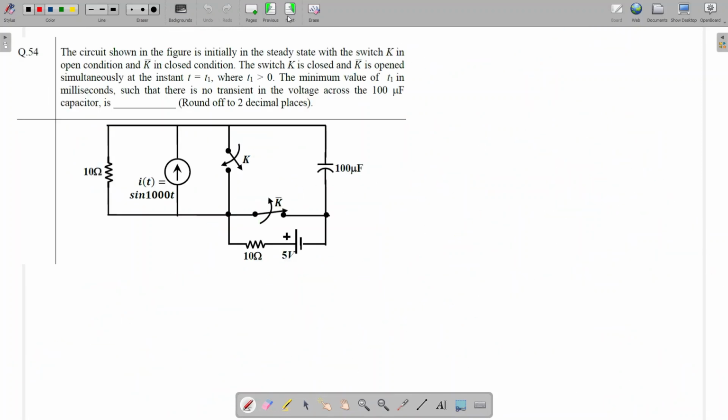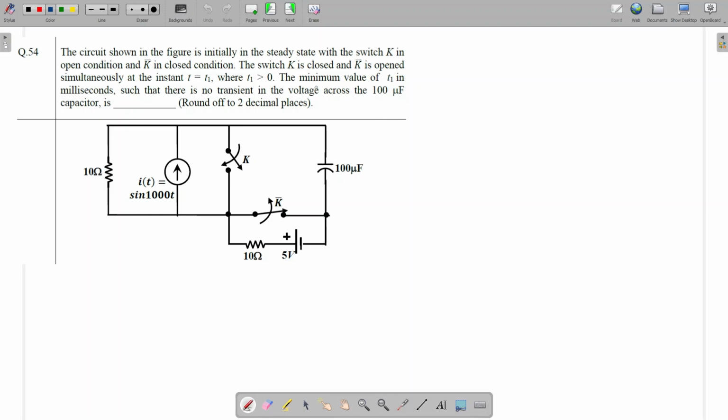See, this question was also asked in 2023 GATE Electrical Engineering. This is a combination of two parts: in one part the DC part is there and the AC part is also combined. So how will the thought process be if you see this type of question? At t equals 0 minus, this switch is open and this switch is closed.